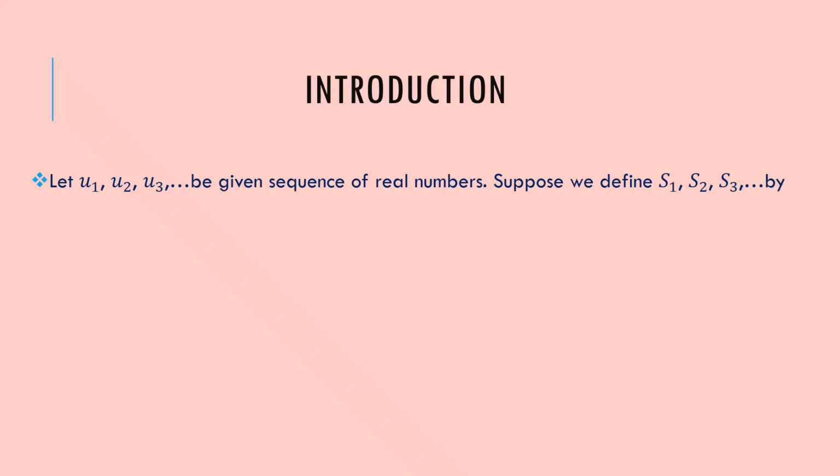Let u1, u2, u3 be a given sequence of real numbers. Suppose we define s1, s2, s3 by s1 equal to u1. S1 means the first term of the given sequence. S2 equal to u1 plus u2, that means the sum of two terms in the given sequence. S3 equal to u1 plus u2 plus u3, that means S3 is the sum of the first three terms of the given sequence. Similarly, we can define S4 as u1 plus u2 plus u3 plus u4 and so on.